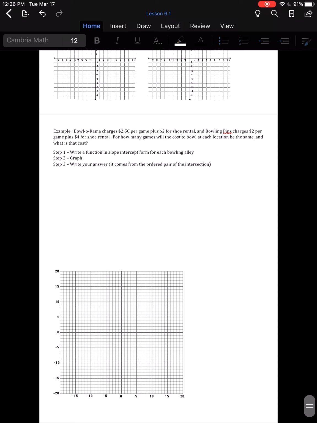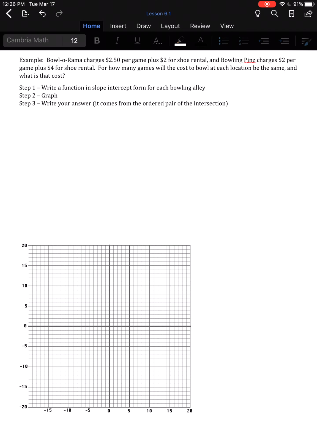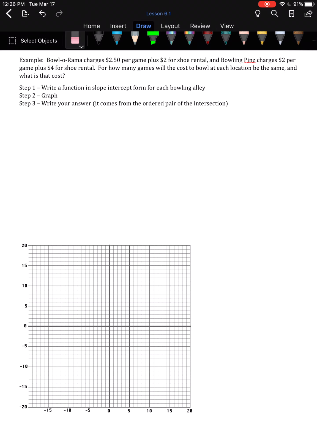We will deal with word problems. So, Bolorama charges $2.50 a game plus $2 for shoe rental. And Bowling Pins charges $2 a game plus $4 for rental. What we need to do is find out how many games would we match up. So how many games do I have to bowl at each so that I spend the exact same amount of money?